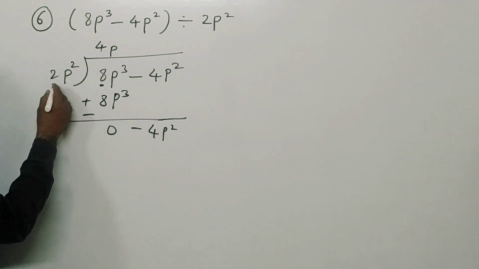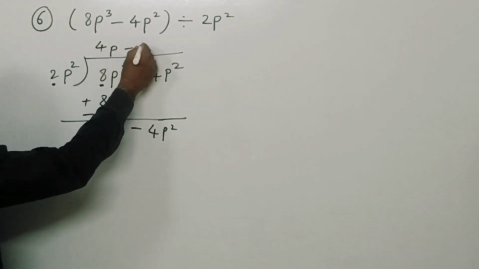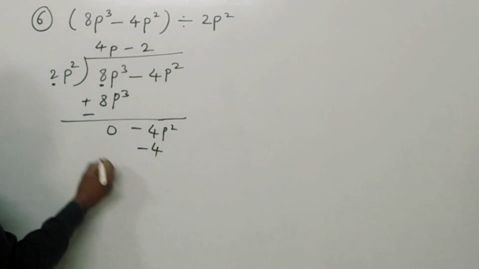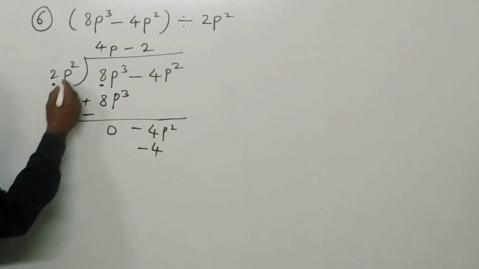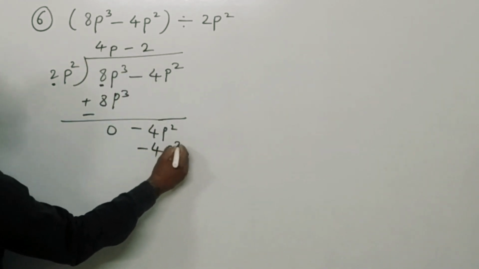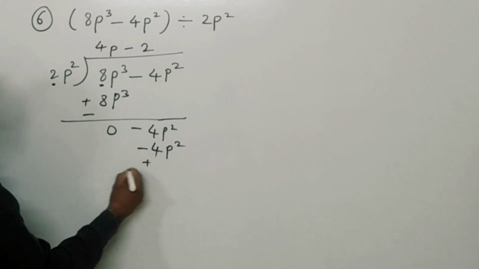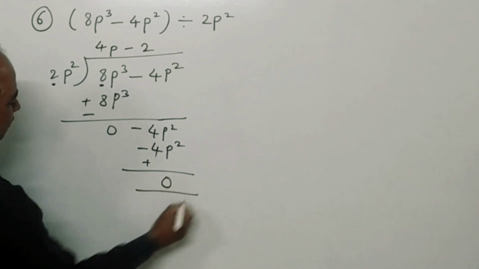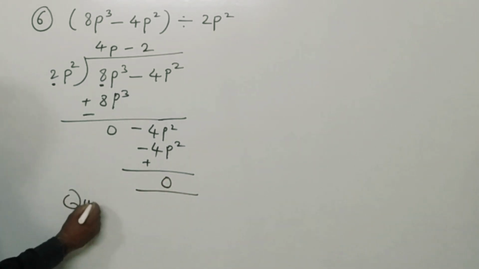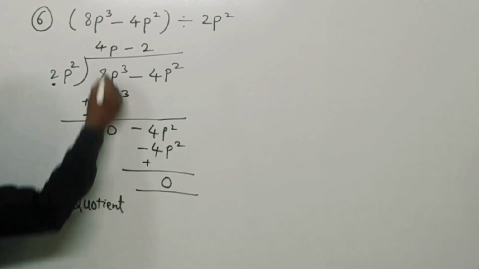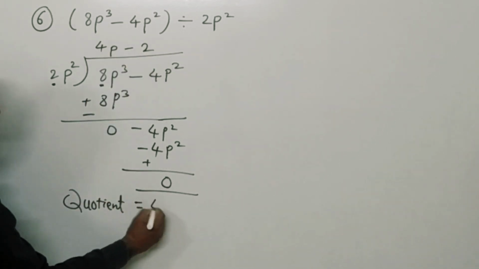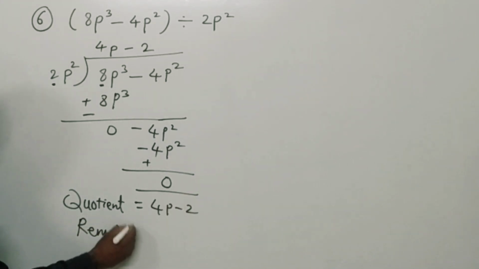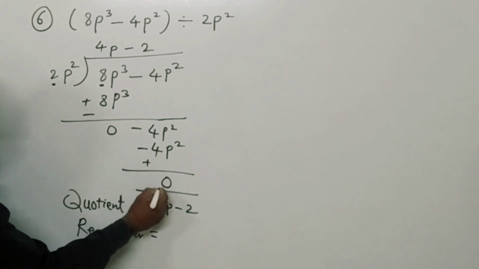will be remainder. Now consider 4p square divided by 2p square. So 2 into minus 2 is minus 4. p square into 1 is p square. Minus will become plus. So minus 4p square plus 4p square is equal to 0, remainder is 0. So the quotient here is 4p minus 2 and remainder is equal to 0.